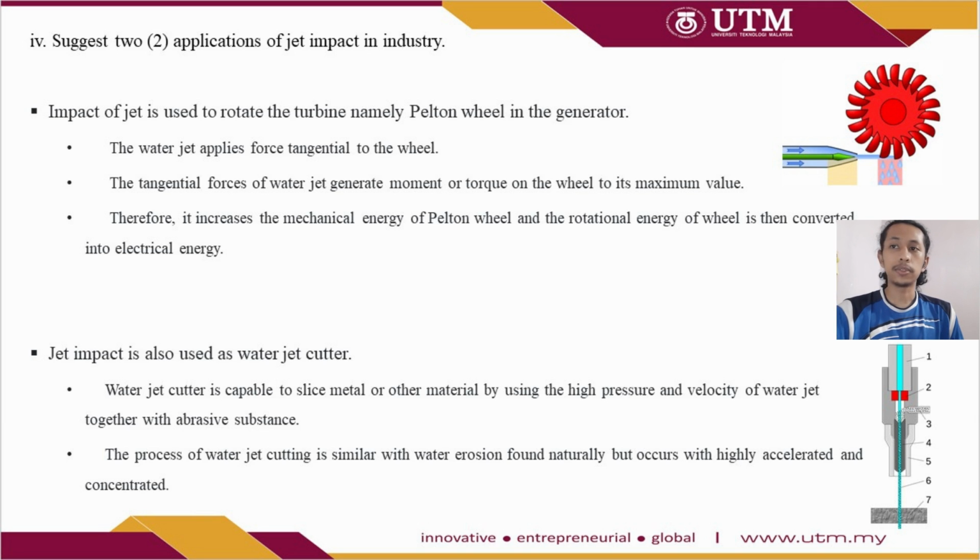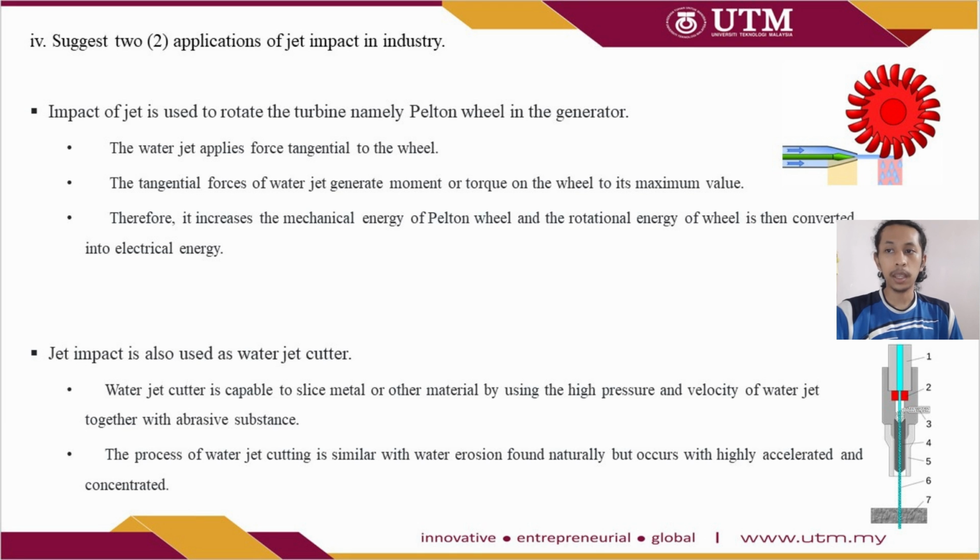For discussion part 4, we are asked to suggest 2 applications of jet impact in industry. For application number 1, the jet impact can be used to rotate the turbine, which is named the Pelton wheel, in the generator. The water jet applies tangential force to the wheel, and the tangential force of the water generates a moment or torque on the wheel to its maximum value. Therefore, it increases the mechanical energy of the Pelton wheel.